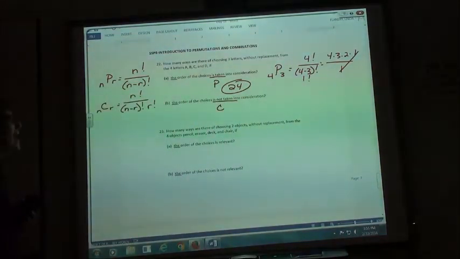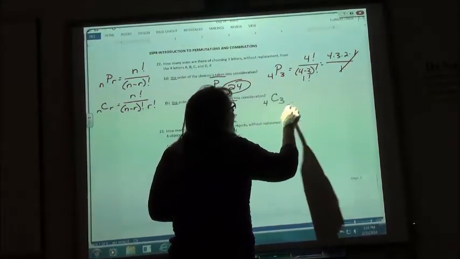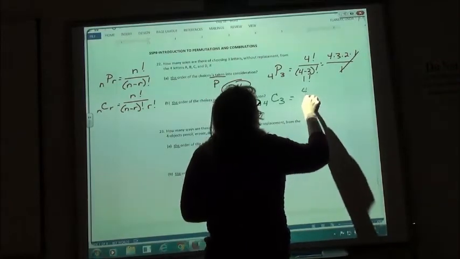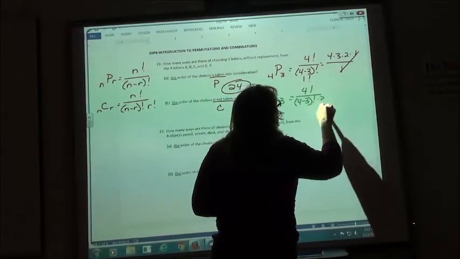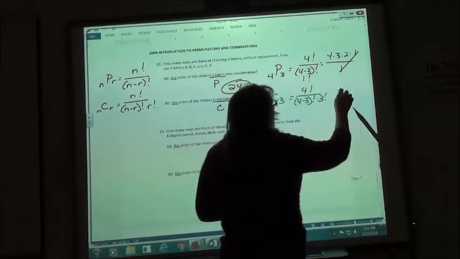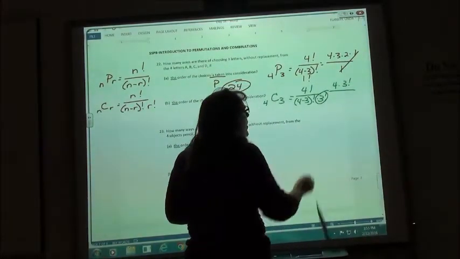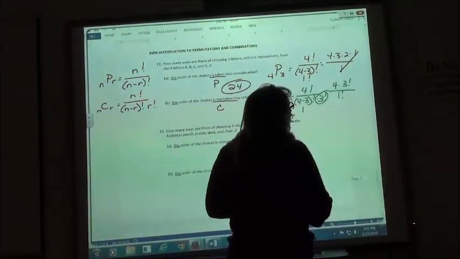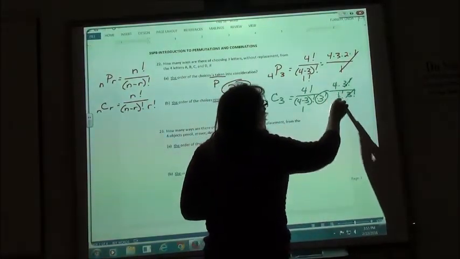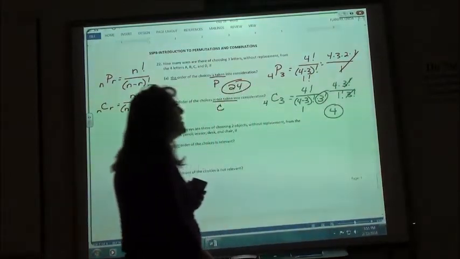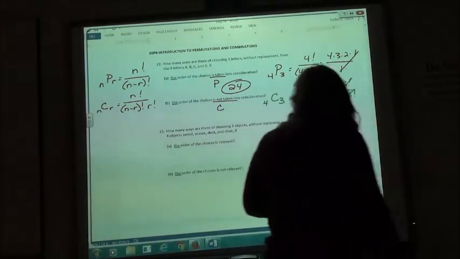Now, if the order is not taken into consideration, I'm doing a combination of 4 things, taking 3 at a time. So I'm going to have 4 factorial over 4 minus 3 factorial times 3 factorial. So I would have 4 times 3 factorial, since I have the bigger one that I want to use, over 1 factorial. The 3 factorial is going to cancel out, so I'm going to have 4 over 1. I only have 4 possible combinations instead of 24 possible permutations.